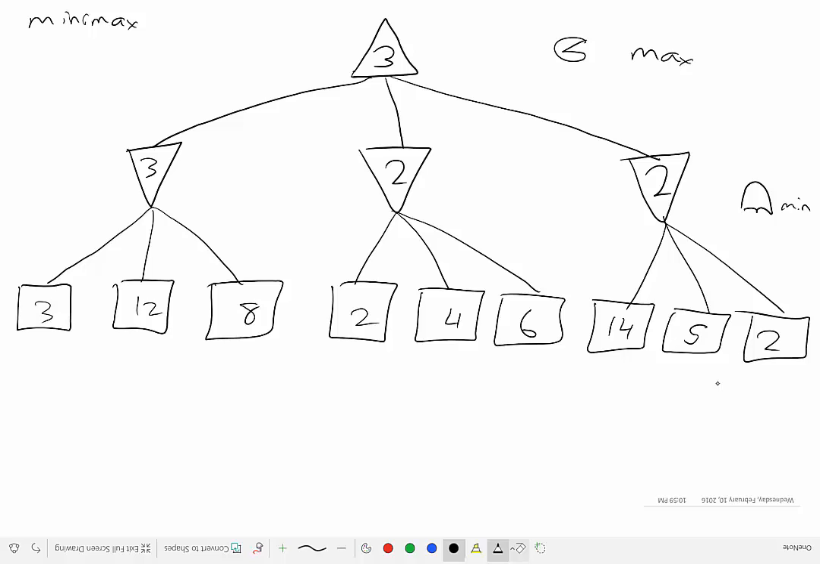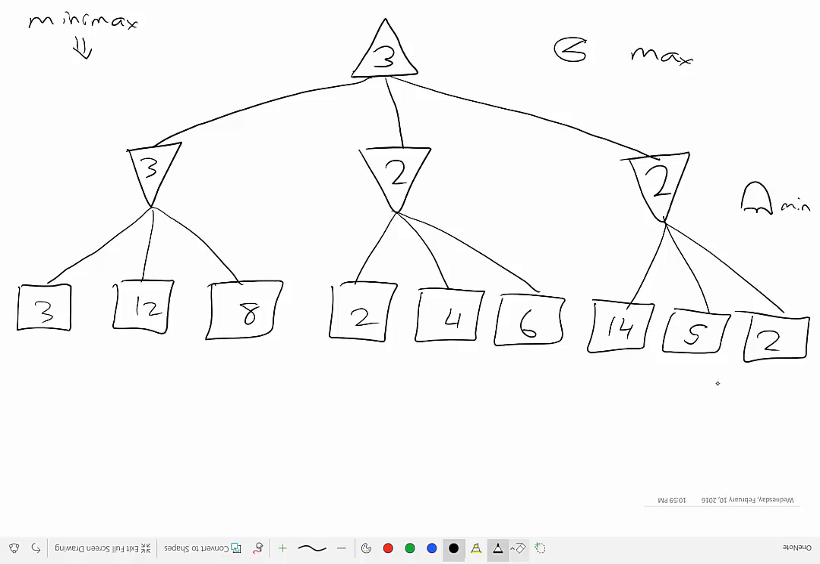Now we notice something interesting. Will Pac-Man ever choose to go down? So the ghost can force a 2, but if Pac-Man goes left, Pac-Man knows he can get a 3. So it doesn't really make sense that we have to keep looking at the 4 and then at the 6. We know Pac-Man won't choose to go down. We know Pac-Man would rather go left. So now this brings us to alpha beta pruning.